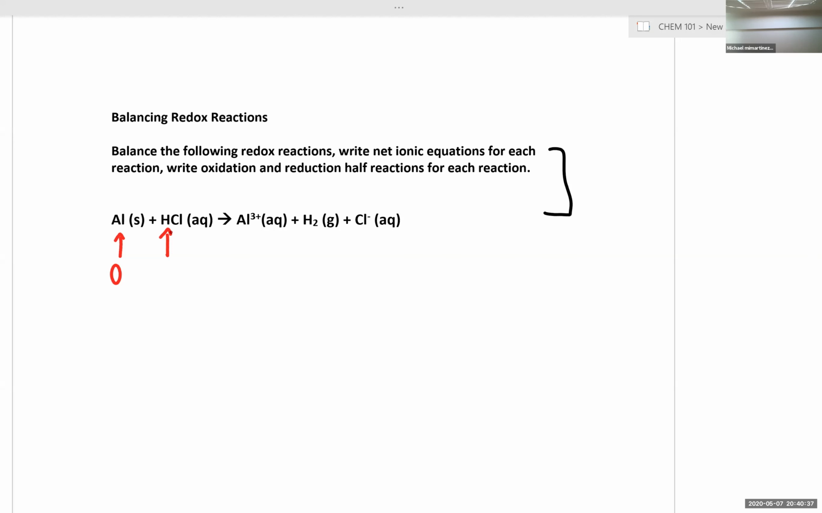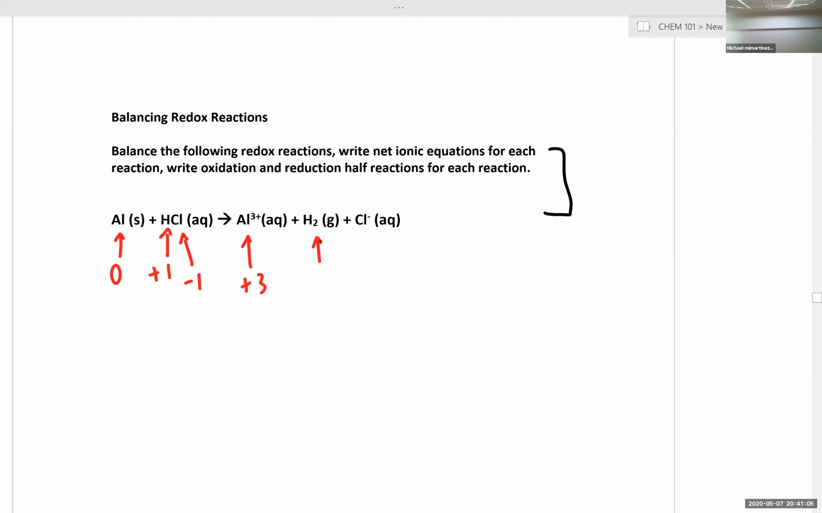Let's get a few more responses from the chat. Yep, +1. Okay, what about chlorine in hydrochloric acid? -1, yep. What about aluminum 3 plus? What's the oxidation number of aluminum? +3, yep.